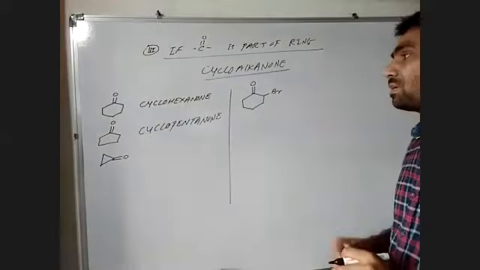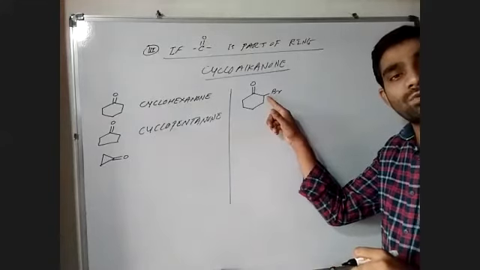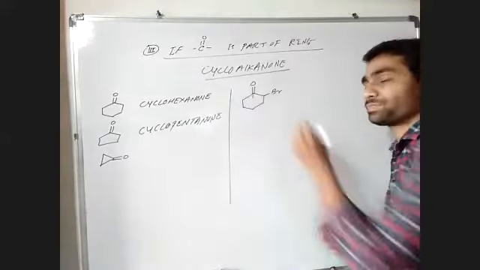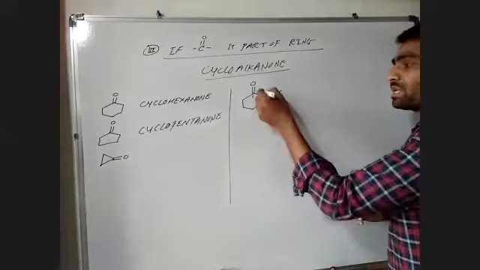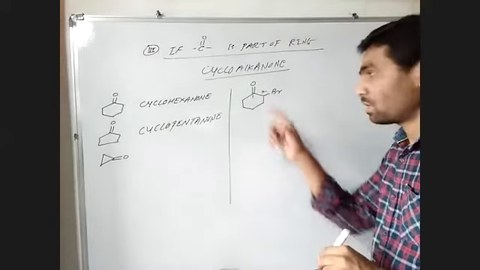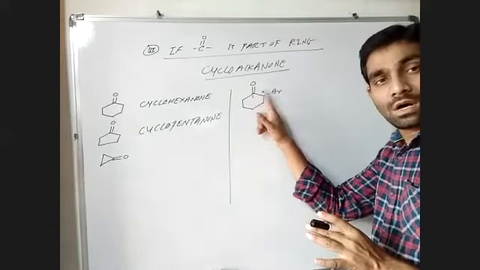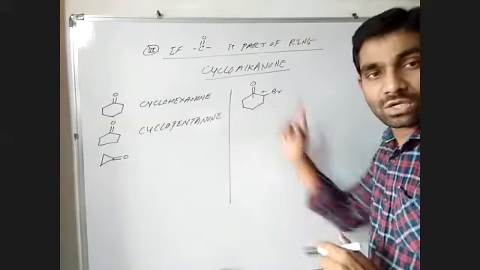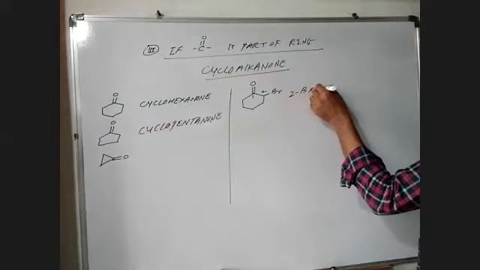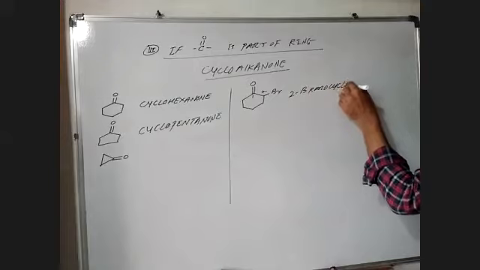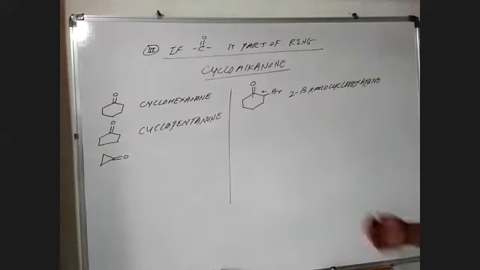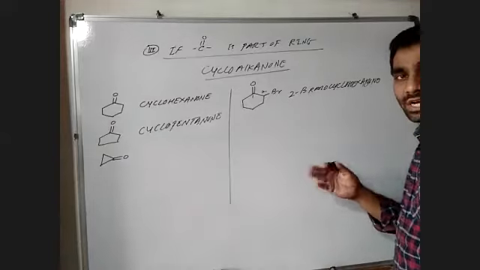Now what I have done, I have shown one bromine on the ring. So number one always goes to the carbonyl carbon, and the bromine will take number two. There are two functional groups here. One is carbonyl carbon, another is bromine. So what will be the name? Yes, that's right. 2-bromocyclohexanone is the correct name.